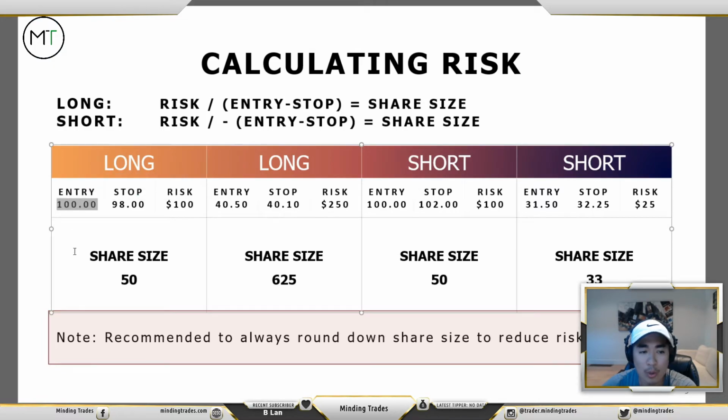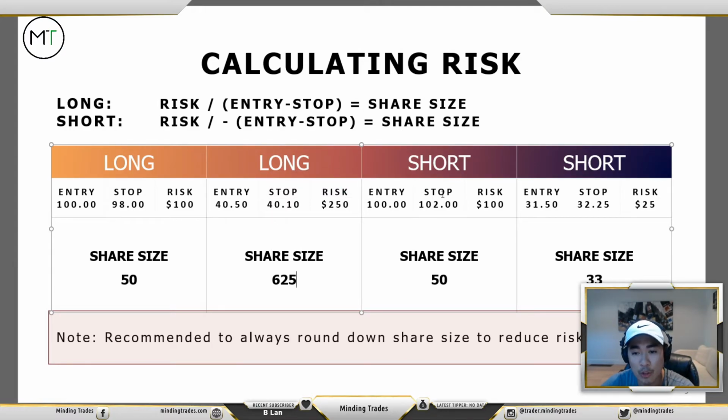If your entry going long is 100 and your stop is 98, you're risking $100 per trade. You're taking 50 shares, right? So entry is 100, your stop is 98, your risk is $100, you're trading 50 shares. Furthermore, same thing, if your entry is 40.50 and your stop is 40.10, with a 40-cent stop, you're risking $250, you're taking 625 shares on your entry with a stop of 40.10.